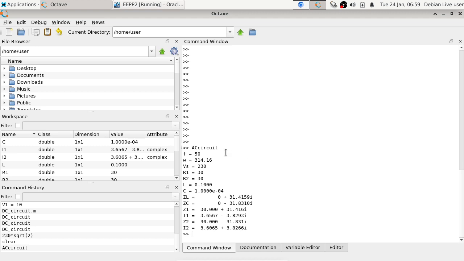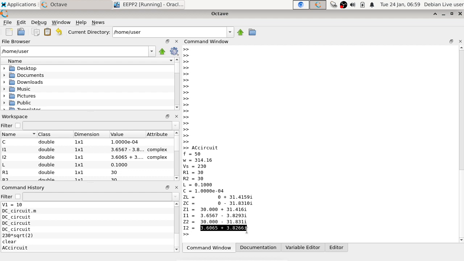We've got the frequency being set, the angular frequency in radians per second, the reference phasor, which is the RMS value of the voltage source, that's 230. Our two resistances, our inductance and our capacitance, calculate the impedances of the inductor and the capacitor, and then we calculate the branch impedances Z1 and Z2 and use those to calculate the branch currents I1 and I2. So really the most interesting thing that we get out at the end of this are these two complex numbers, I1 and I2.